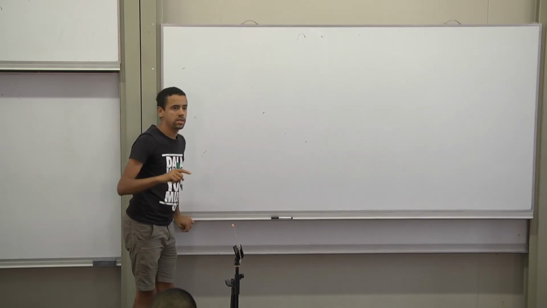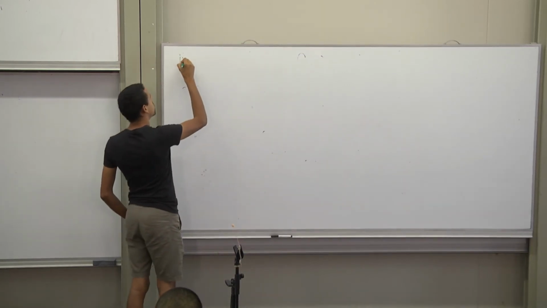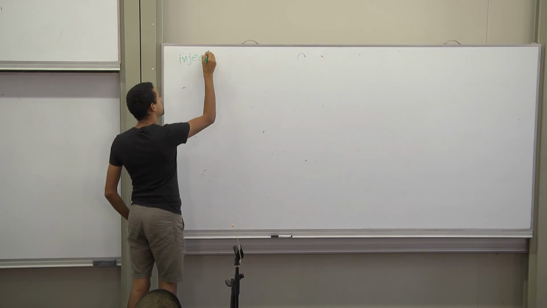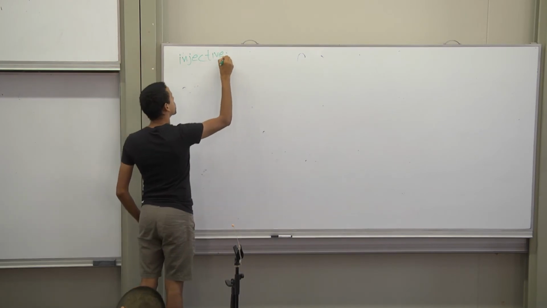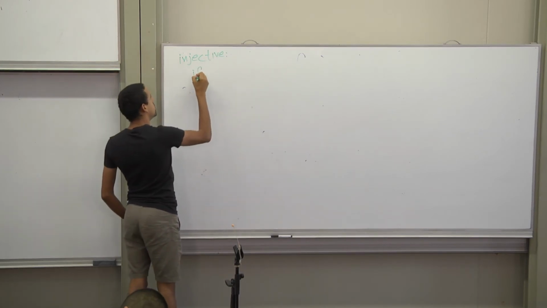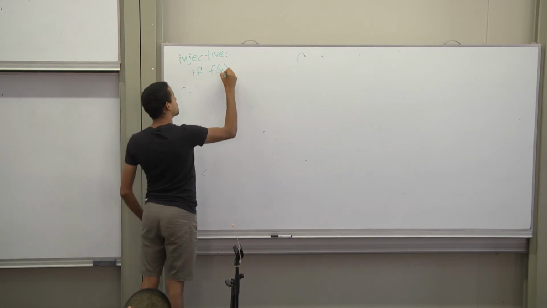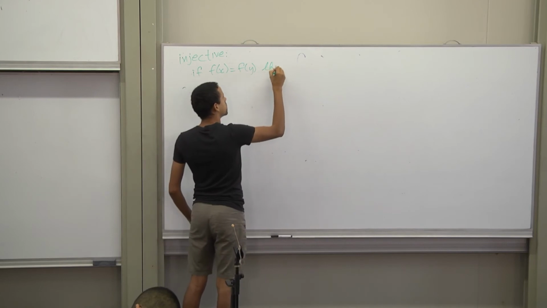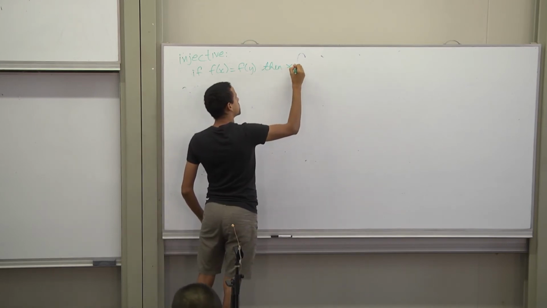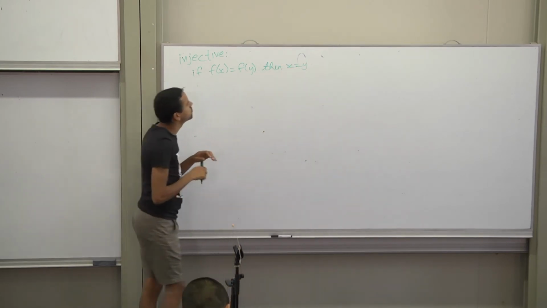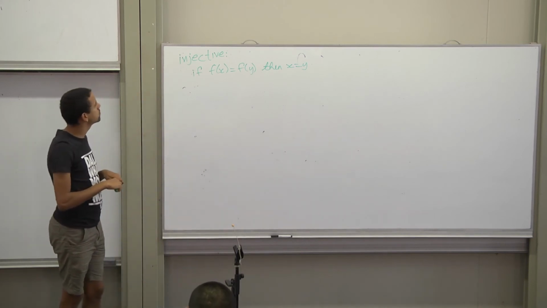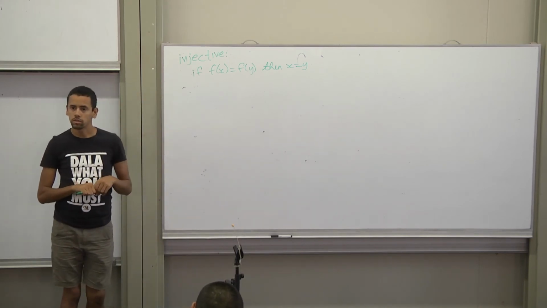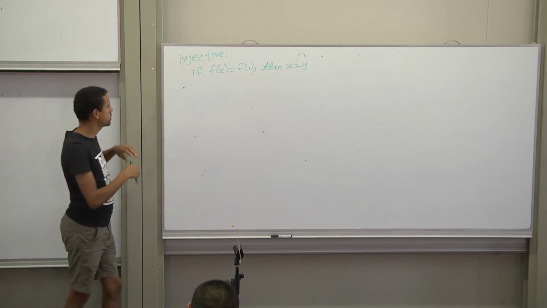So an injective function satisfies the following condition, that if f of x is equal to f of y, then x is equal to y. Okay, that's what injectivity means.